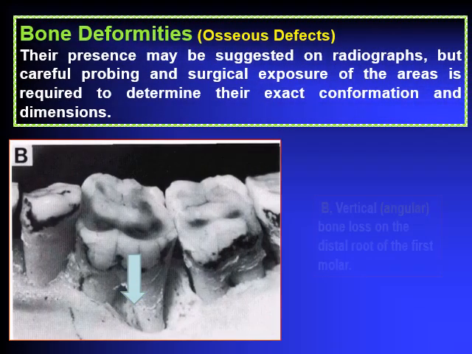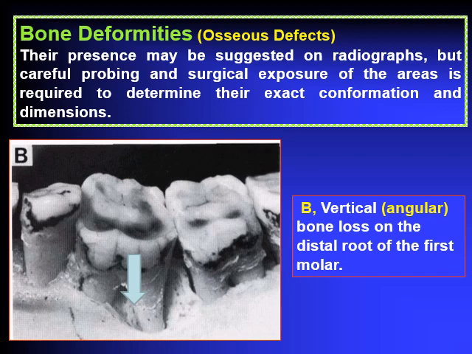Then the osseous defects. The other is the osseous defect or the angular defect. Their presence may be suggested on radiographs. You can see osseous defects, but careful probing and surgical exposure of the area is required to determine their exact configuration and dimension. Figure B shows you vertical or angular bone loss on the distal root of the first molar. This is an angular, hollow trough of bone resorption.